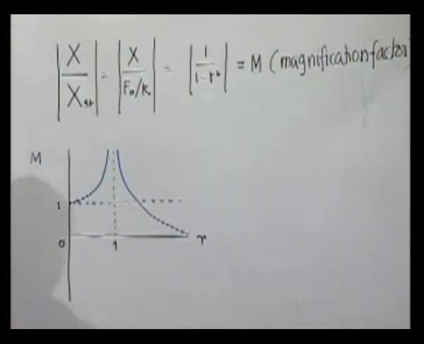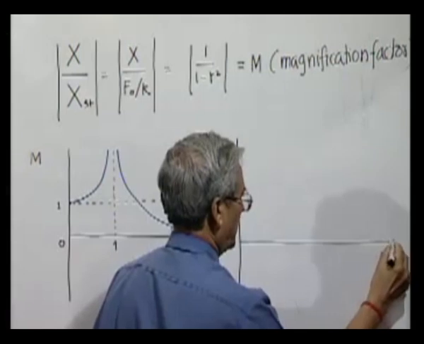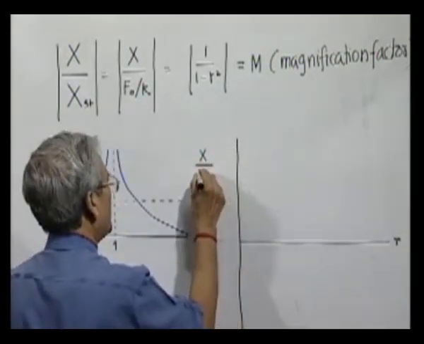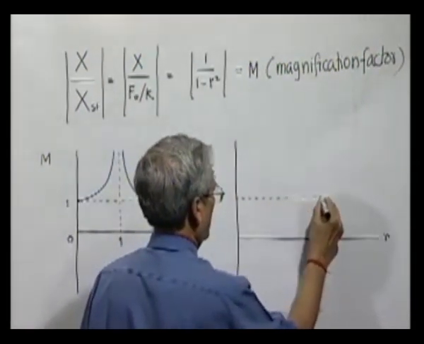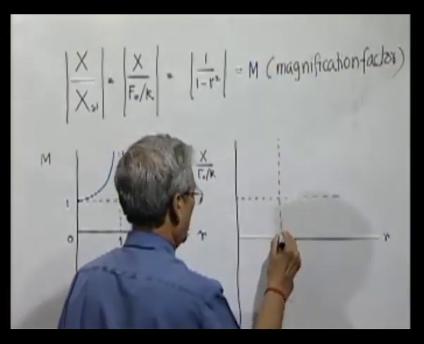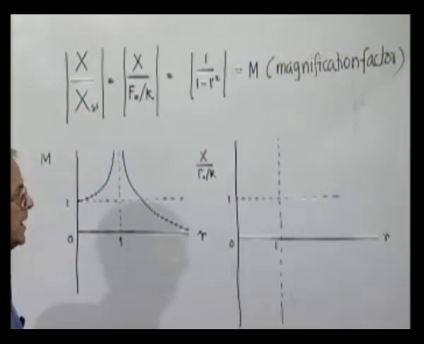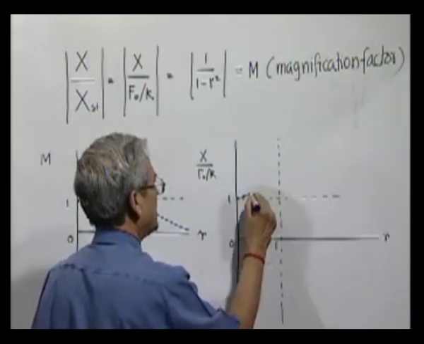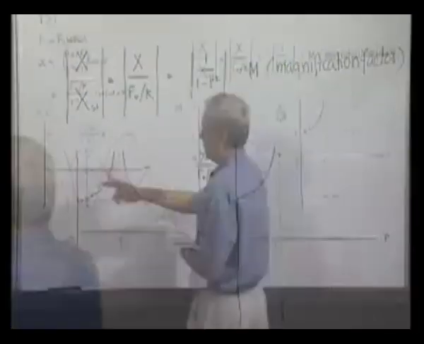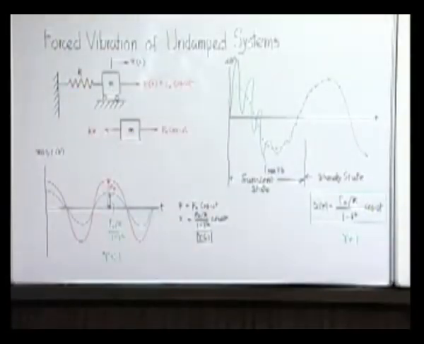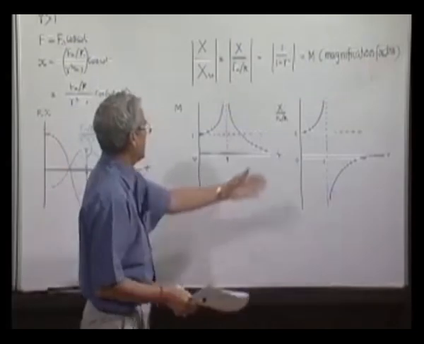Of course, if we just want to plot the ratio of the amplitude with the static deflection, then when r is less than 1, x is positive and this quantity is positive. But when r is more than 1, then obviously x is negative because this quantity is negative. But if you take the mod of this, then we get back.